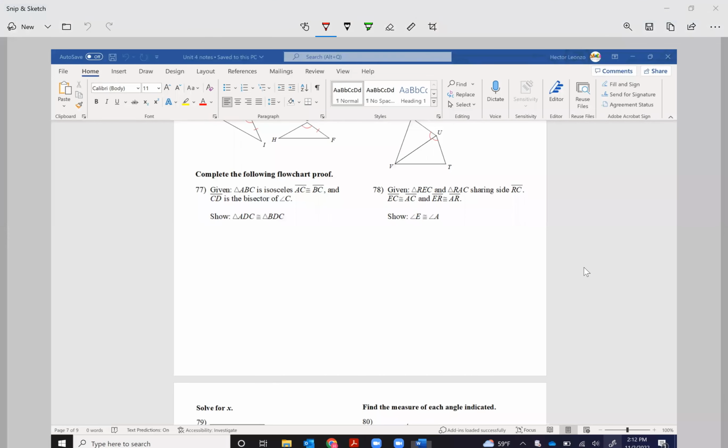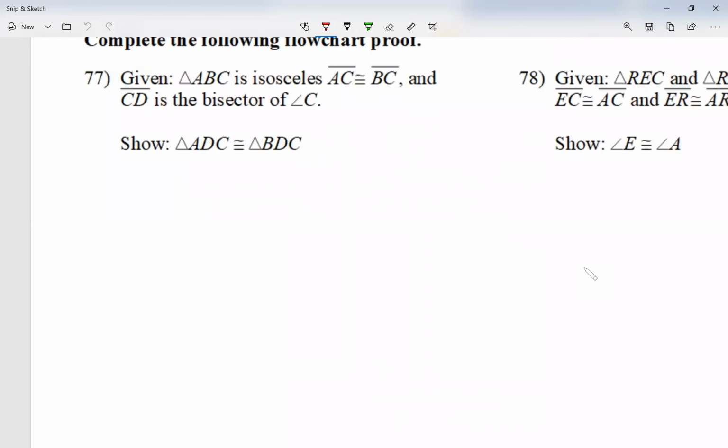Okay, so we're going to move into what we call the flow chart. It's a proof. Given something, I had to prove something else. Given the triangle ABC is isosceles, where AC is congruent to BC, and CD is the bisector of angle C, show that triangle ADC is congruent to triangle BDC. Okay, so let's see. Let me work this out.